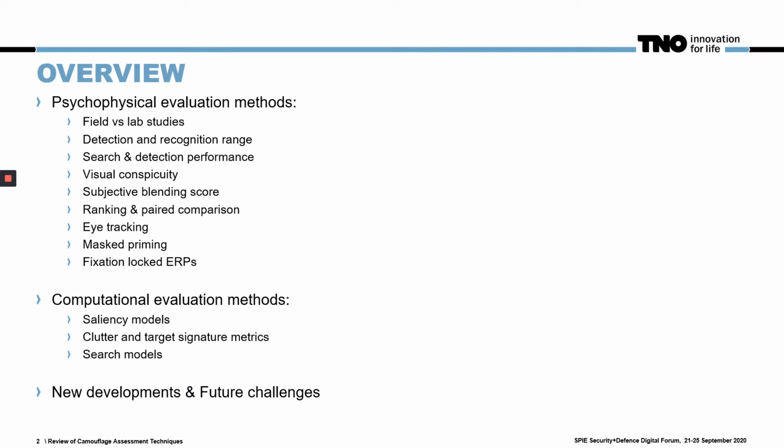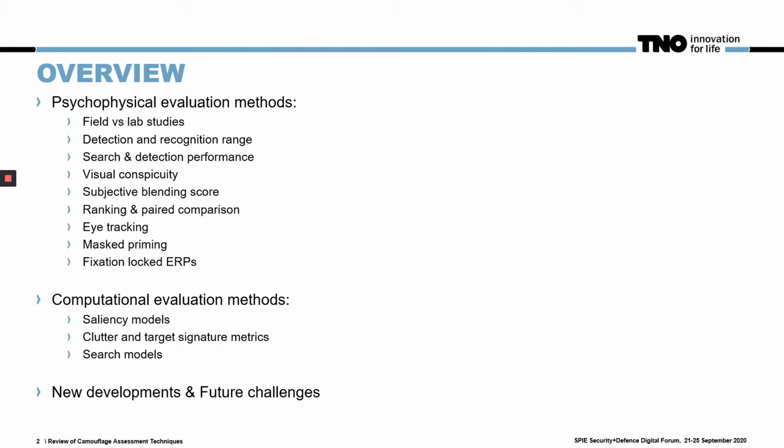approach through image analysis. First I will discuss psychophysical evaluation methods, starting with the benefits of field versus lab studies, followed by metrics like detection and recognition range, search and detection performance, visual conspicuity, subjective blending score, ranking and paired comparison, eye tracking measures, mask priming, and more objective methods based on fixation locked event related potentials.